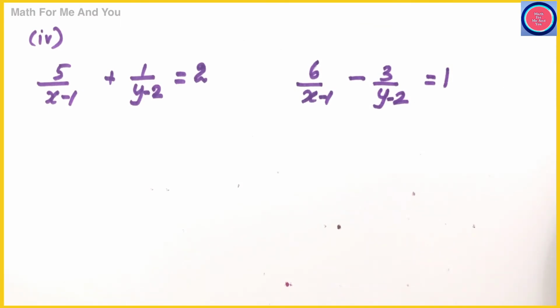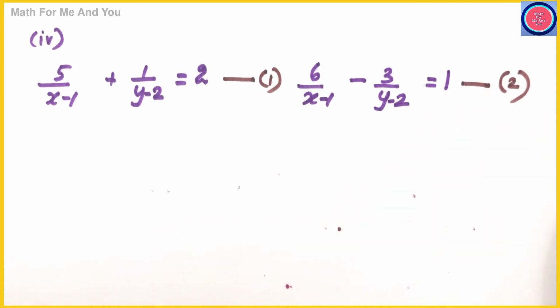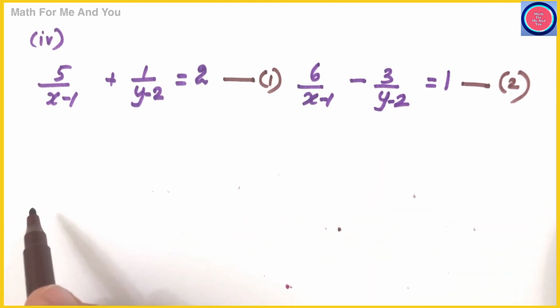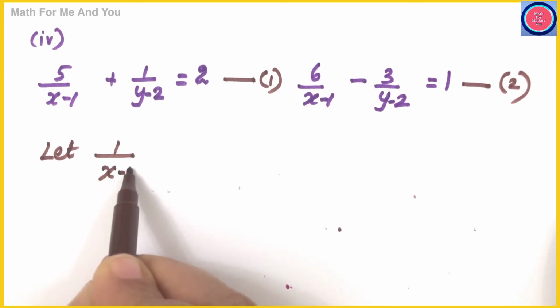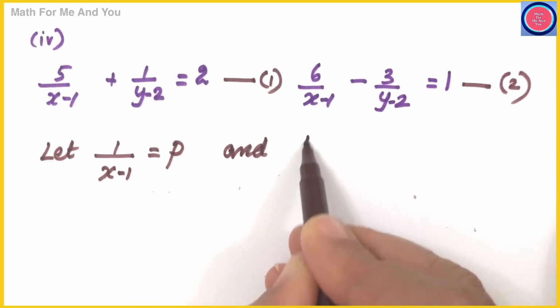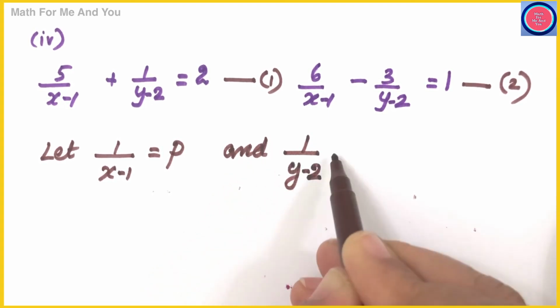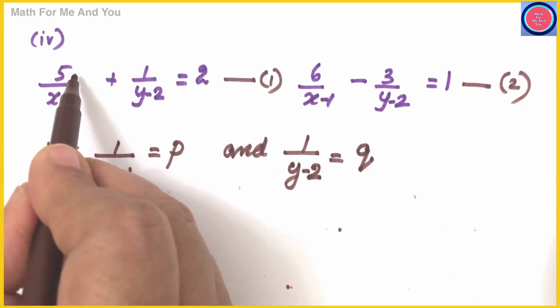It is 5 over x minus 1 plus 1 over y minus 2 is equal to 2. And this equation we can mark it as equation number 1. The second equation, 6 over x minus 1 minus 3 over y minus 2 equals 1. Let it be equation number 2. See the denominators, x minus 1 and y minus 2, both the equations. So what we can consider as p and q? Yes, we will take 1 over x minus 1 let it be p and 1 over y minus 2 we could take as variable q. P and q we have taken. P is 1 over x minus 1 and q is 1 over y minus 2.